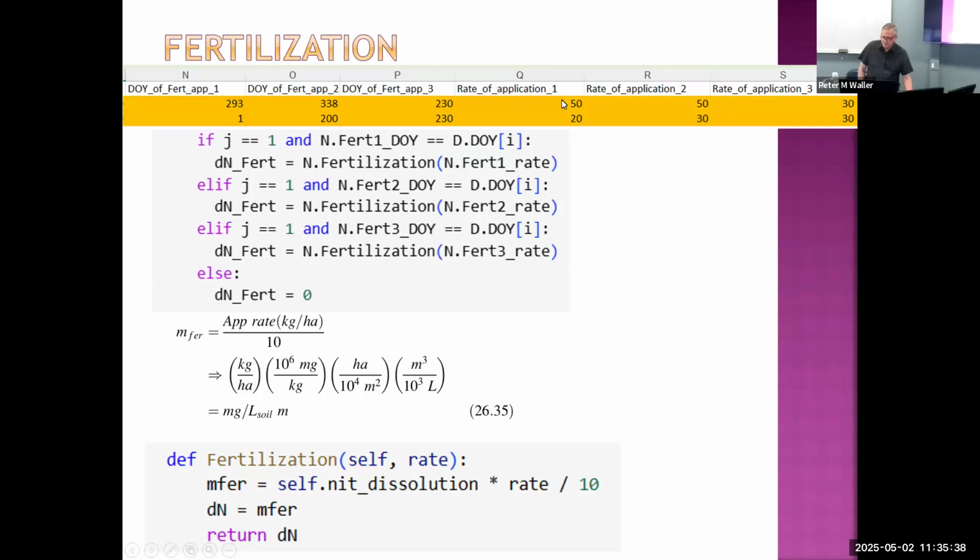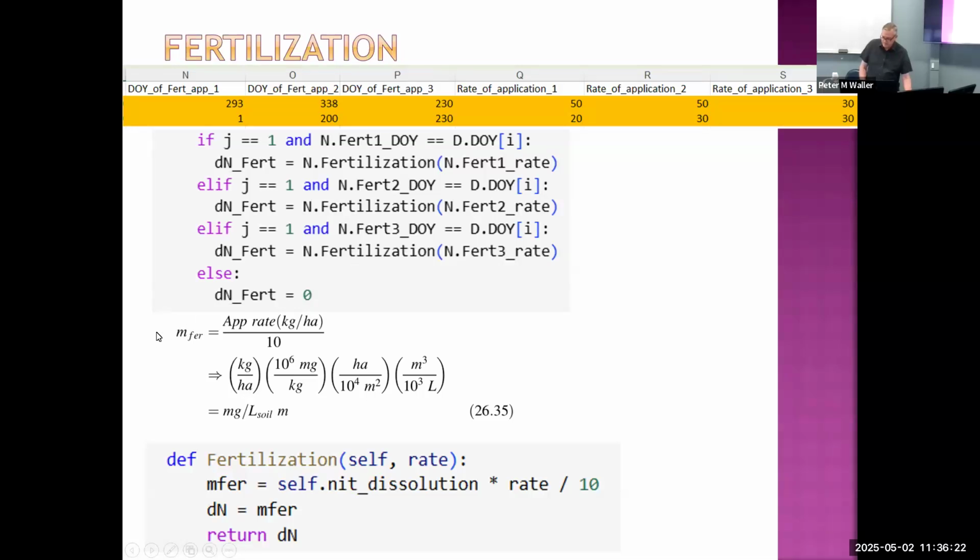So I have for application 1, rate of application 1. And also we're applying our fertilizer to the upper layer. So we say if J equals 1, that's the upper layer, J. And the fertilizer day of year, these are in day of years, not days after planting, equals our daily dot day of year. That's why I needed to add a day of year column to that spreadsheet. Then I'm fertilizing. And I don't need to know the thickness of the layer because all I really care about is the kilograms per hectare, and I'm just going to convert that to milligrams per liter times meters. So I'm checking for my 3 fertilizations to see if they happen on that day.